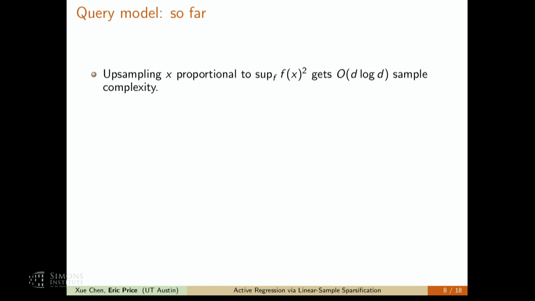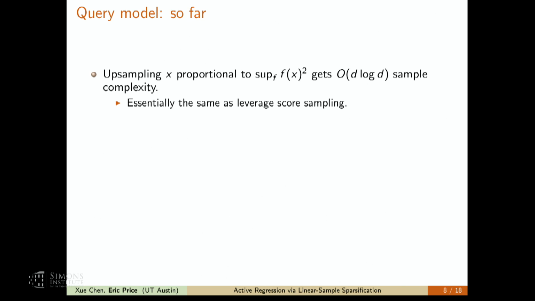Okay. So far what this says is that if we sample our points x, so that we upsample proportional to the supremum of f of x squared, then we get an order d log d sample complexity. And this is essentially the same as leverage score sampling, right? So in terms of estimating the norm, this is basically what you would get from leverage score sampling.